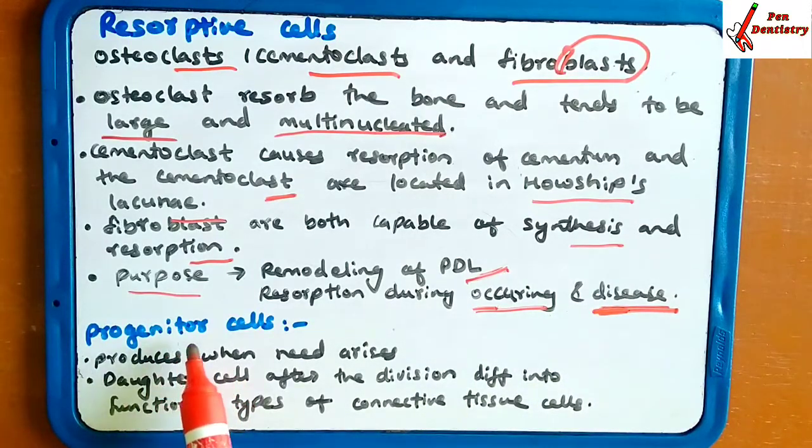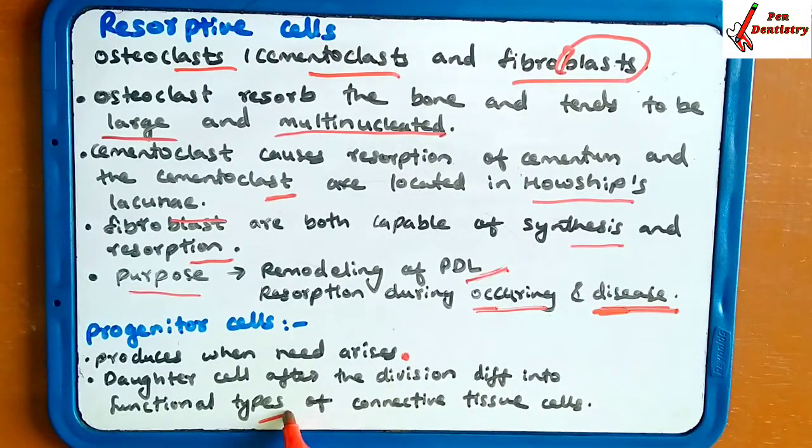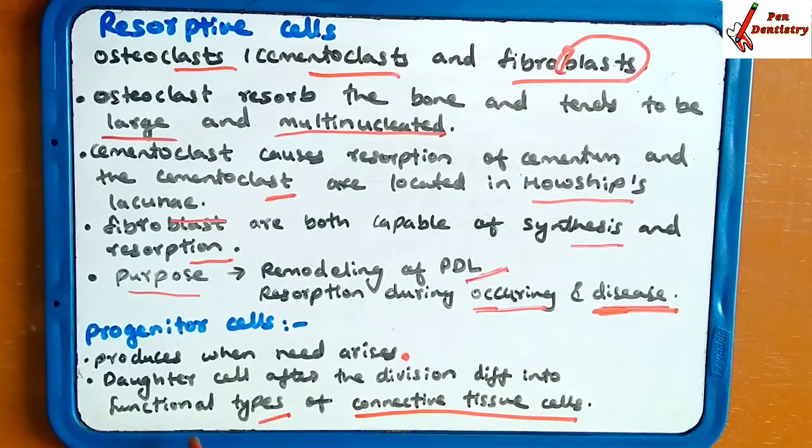Now the progenitor cells. Progenitor cells are produced when need arises. When there is a need, then progenitor cells are produced. They are the daughter cells after a division, differentiating into functional types of connective tissue. They also come under connective tissue. They are functional in nature. So this was the progenitor cell.